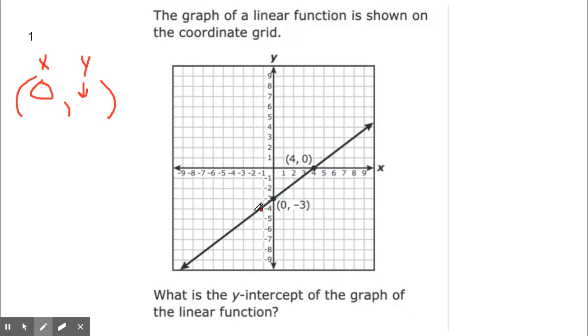And one quick way to look for it is wherever it crosses the y-axis. The y-axis is the one that goes up and down, and they usually have it labeled with a y. So right here, they give us an ordered pair. When x is 0, y is -3. So our answer to that one, what is the y-intercept? The y-intercept is going to be -3. All right, so we'll go to the next.